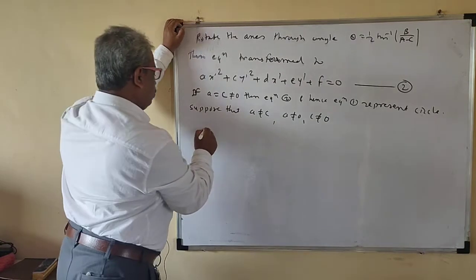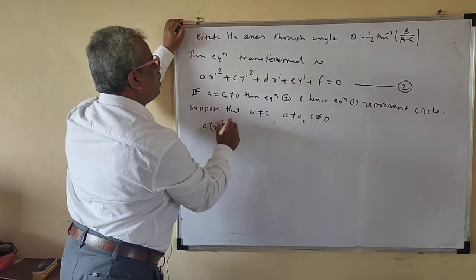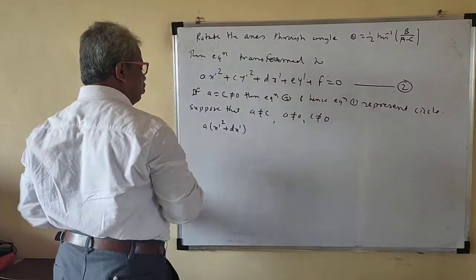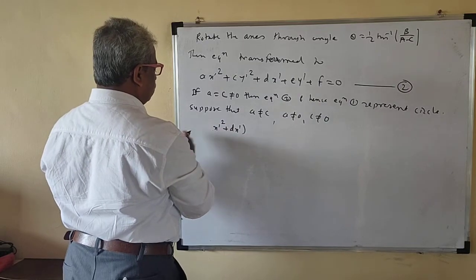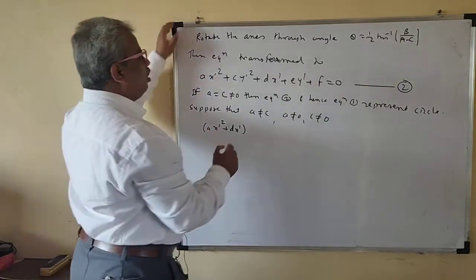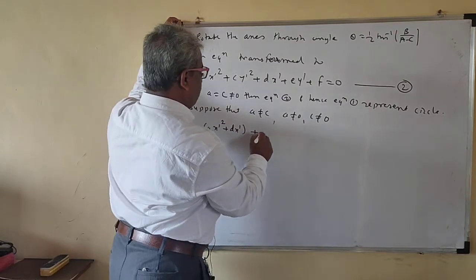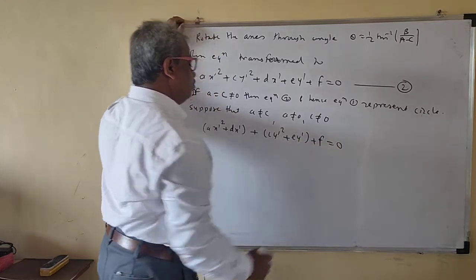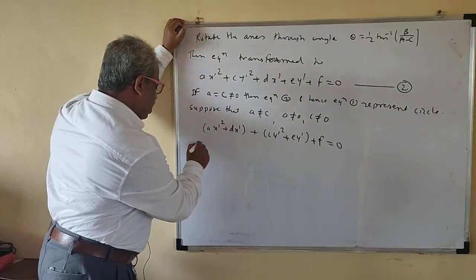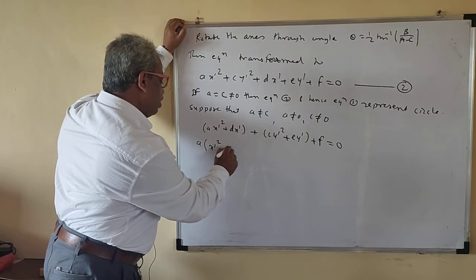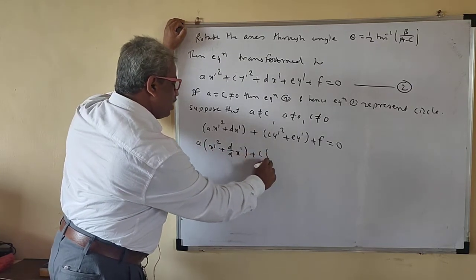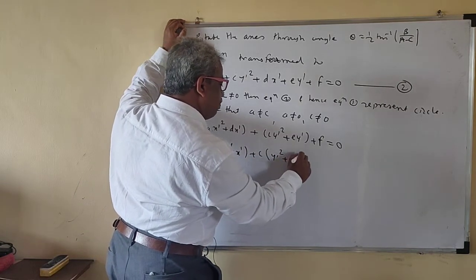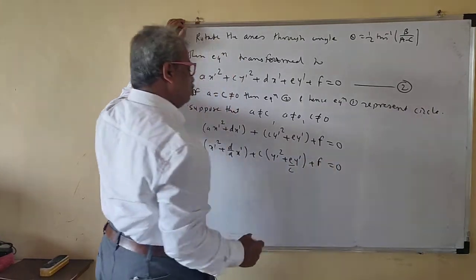So what we will do? We write a x prime square plus d x prime plus c y prime square plus e y prime plus f is equal to 0. Don't need to take common here first; we collect the terms of x prime and y prime. We will take a common here, so this is x prime square plus d upon a x prime. We will take c common here: y prime square plus e upon c y prime, plus f is equal to 0.